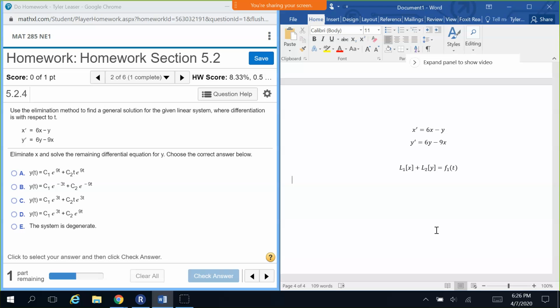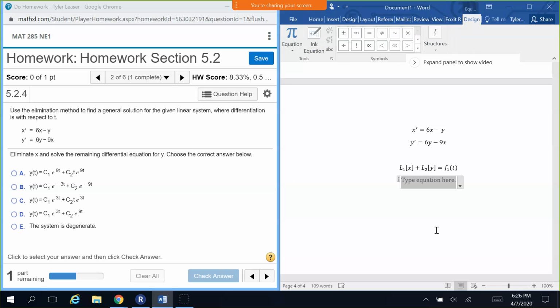For this example, it's going to be 0 because there are no terms that have a t in it. Then your other equation is going to be the same thing. So you're going to have an operator on x, an operator on y, and then that's going to be equal to something with t's in it again. We'll just call it f2.